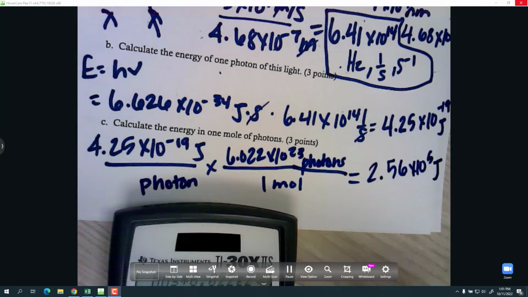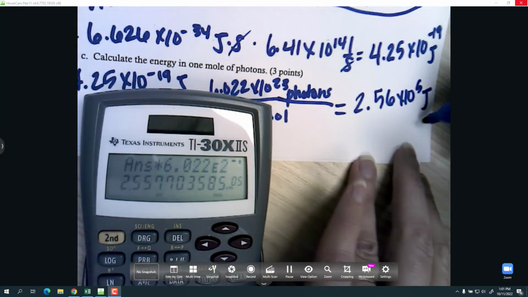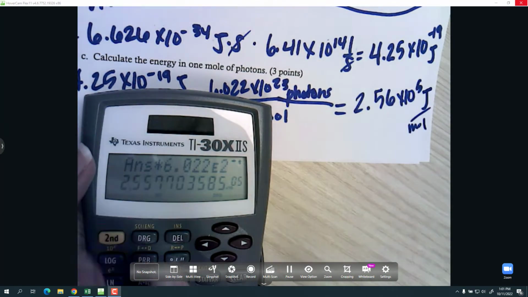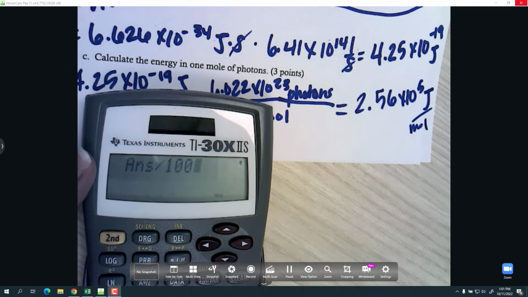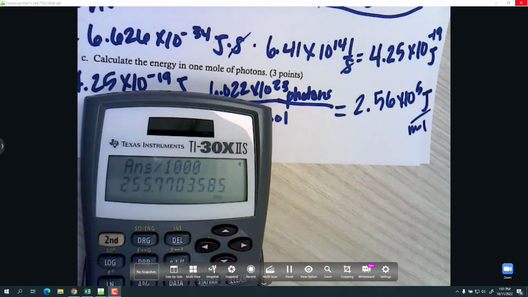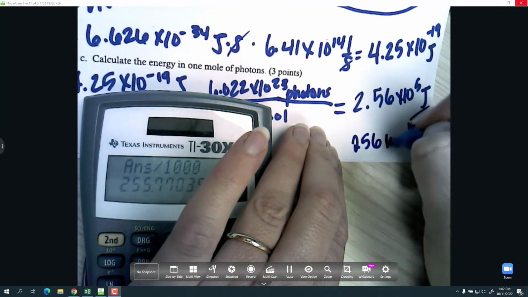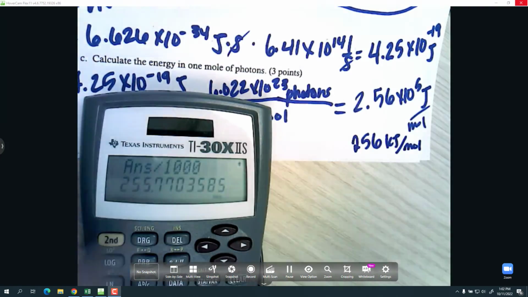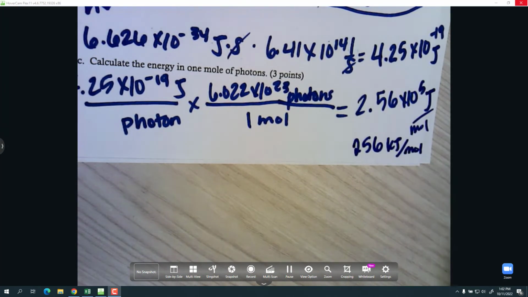And I guess, sorry, 2.56 times 10 to the 5th. I see on the answer key it's in kilojoules. Oh yeah, per mole. Kilojoules per mole. If the question does not specify what unit your answer needs to be in, then either one of those would be fine. The answer key just has one. Either one would be fine.